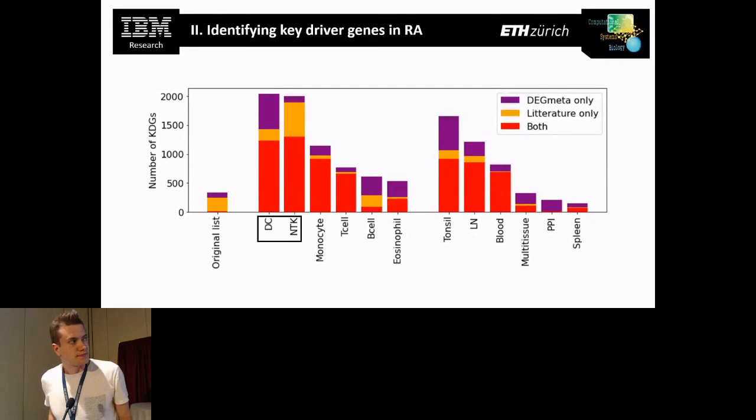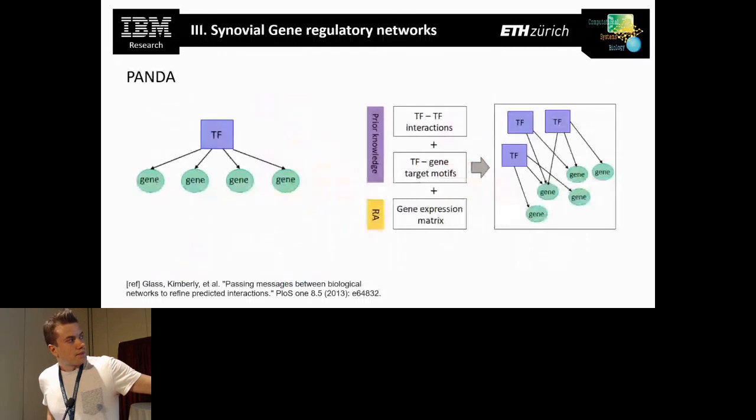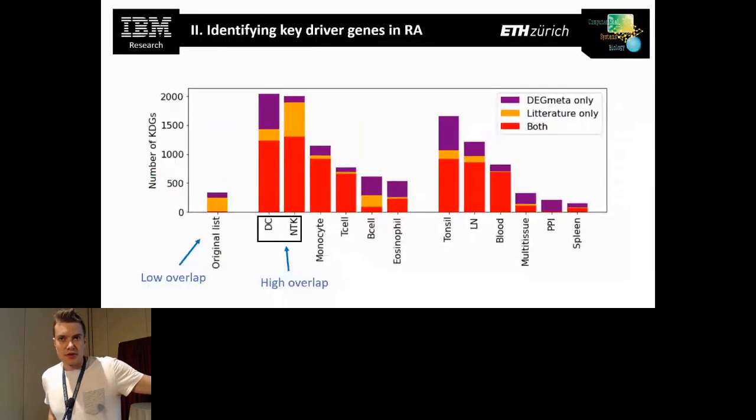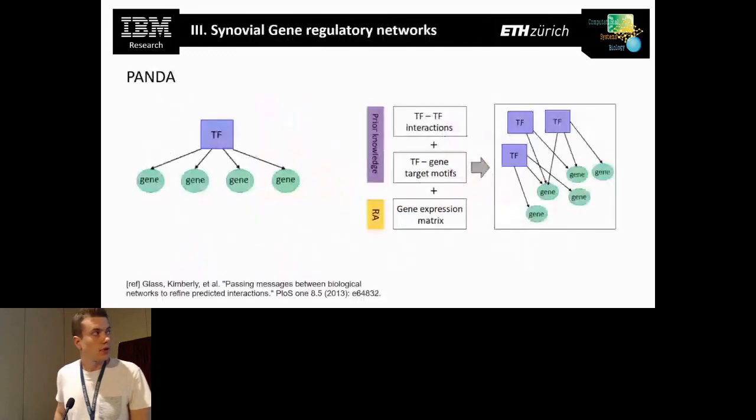Another thing you can notice here is that the number of key drivers is different depending on the cell type. Some cell types like dendritic cells or natural killer T cells have a lot of key drivers. And we know that RA is an autoimmune disease, so we expect, of course, T cells and B cells to be involved, but there are also a few other cell types here, like eosinophils, that have not been described a lot in the literature. So we expect this to be maybe interesting for experimentalists to analyze. So this was for the first method.